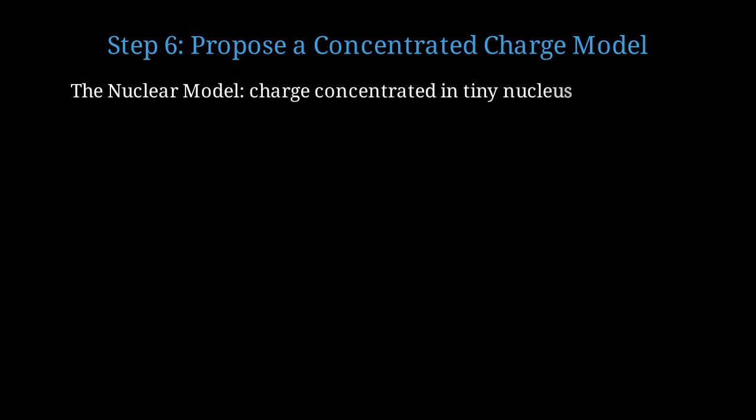Rutherford proposed a radical new model. All the positive charge and most of the mass are concentrated in a tiny nucleus at the center. Electrons orbit far outside. Here's the nuclear model. A tiny dense nucleus contains all positive charge. Electrons orbit at large distances. Most of the atom is empty space. To understand the scale, imagine the atom enlarged to the size of a football stadium. The nucleus would be smaller than a grain of rice at the center. The rest is empty space.